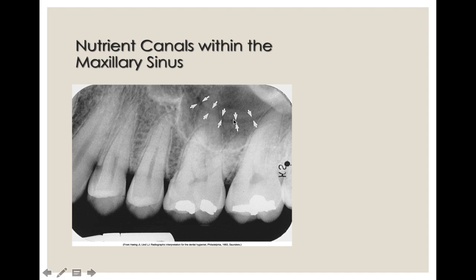So you can see it lined here as a more radiolucent area running through the maxillary sinus. It's always going to be described as a radiolucent band bound by two thin radiopaque lines. You can see it's slightly radiopaque around the outside there, with a radiolucent band between it.